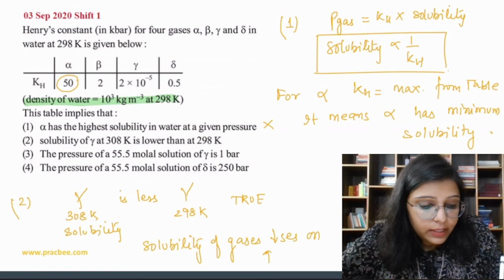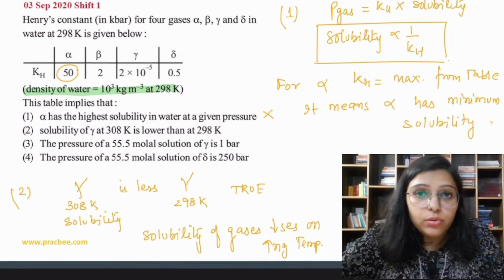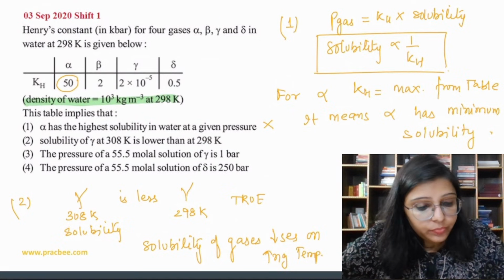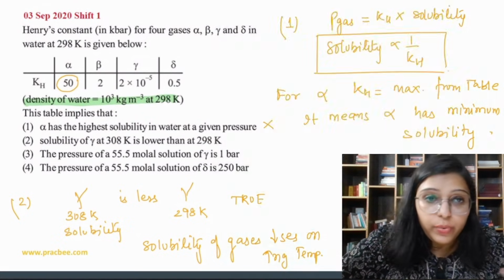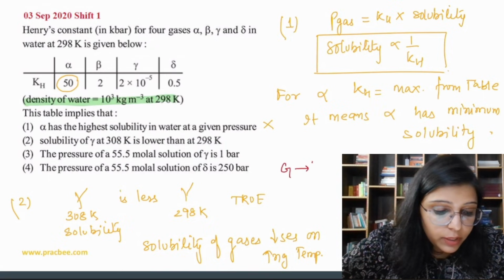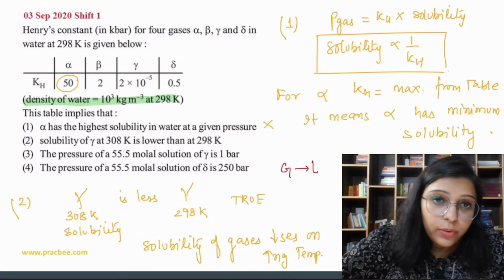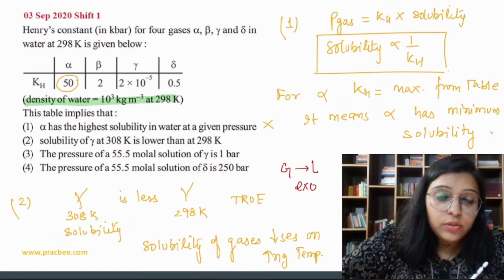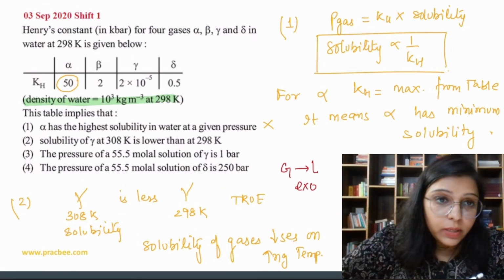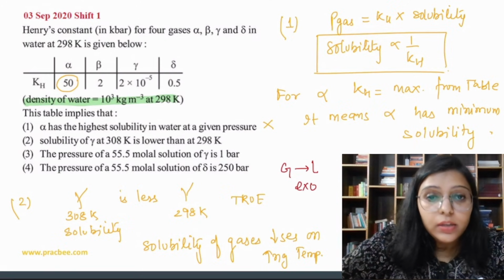decreases on increasing temperature. How to relate this thing? See, when gases dissolve in water, gases are converted to liquid. So gases to liquid, it's a kind of exothermic process, right? Exothermic processes are more favorable at lower temperature, not at higher temperature, right? So that's why solubility of gases decreases on increasing temperature.